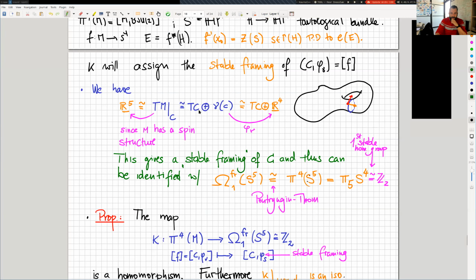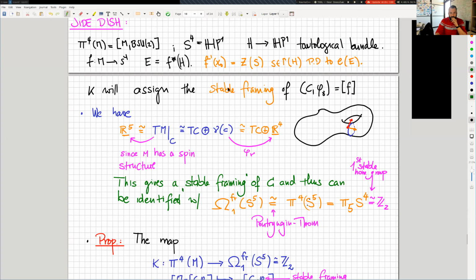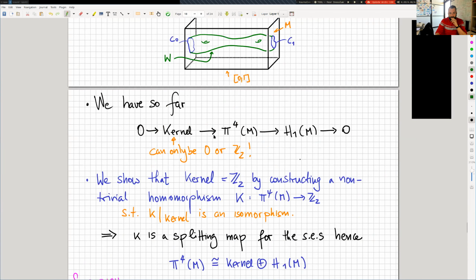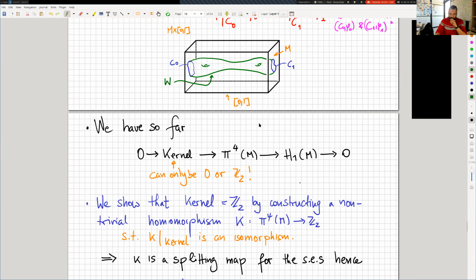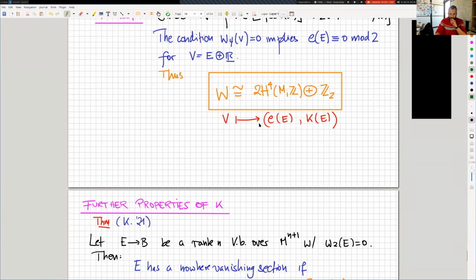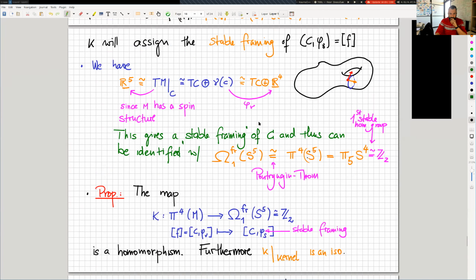So what will this do? I identify pi4 of M by means of the Pontryagin-Thom construction with this normally framed submanifold. So instead of looking at functions or maps from M to S4, I'm just looking at one-dimensional submanifolds with the framing in the normal bundle.